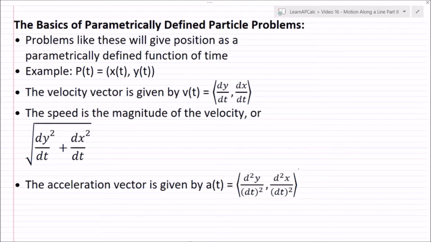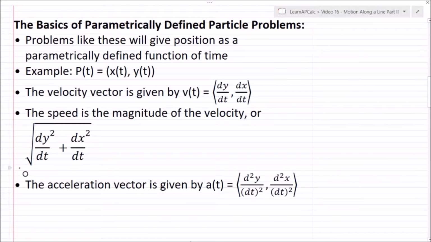Alright, so let's talk about the basics of parametrically defined particle problems. Now, problems like these will give a position as a parametrically defined function of time. So our position is equal to x of t comma y of t. So in part 1 we had horizontal motion, that we were only moving along a horizontal line. Well, in these we might be moving along, say, a curve.